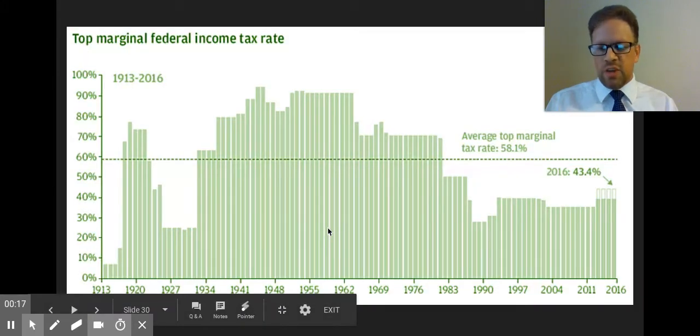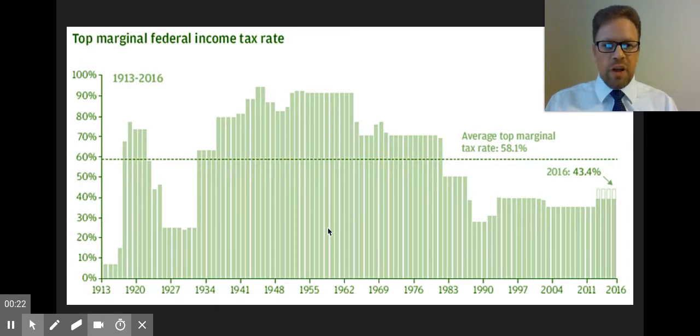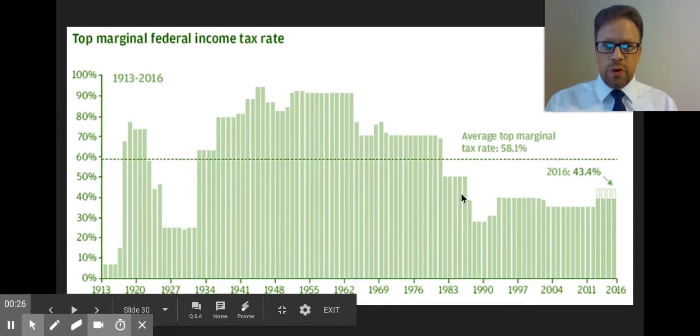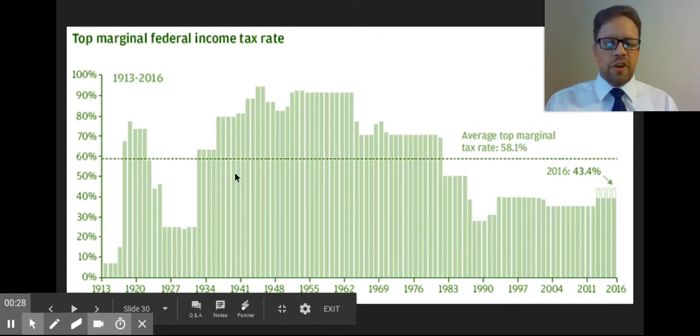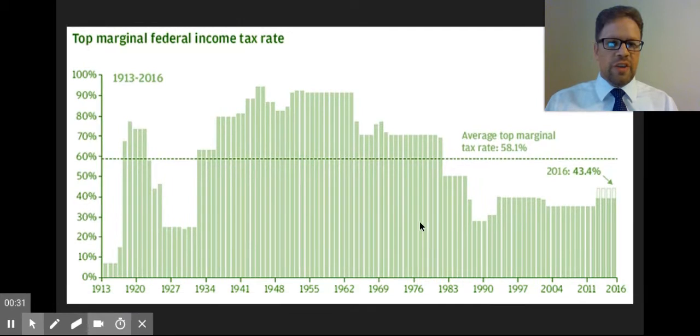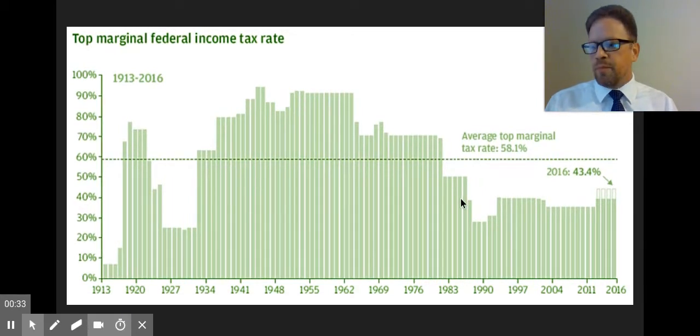Marginal tax rates are the tax rates that the government can raise or lower. So whenever you hear a politician say they're going to lower your taxes, or they're going to raise your taxes, they're talking about marginal tax rates. Those are the rates that can be raised and can be lowered. An expansionary fiscal policy will result in the lowering of marginal tax rates.